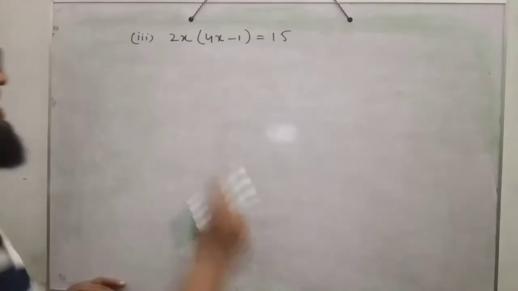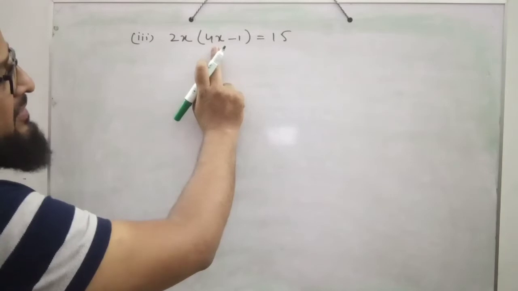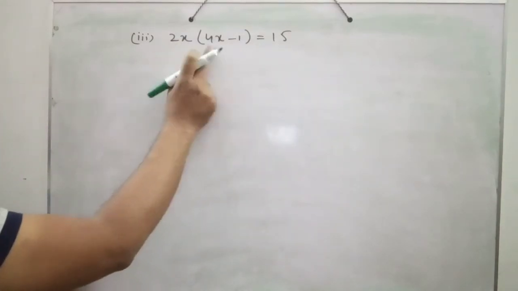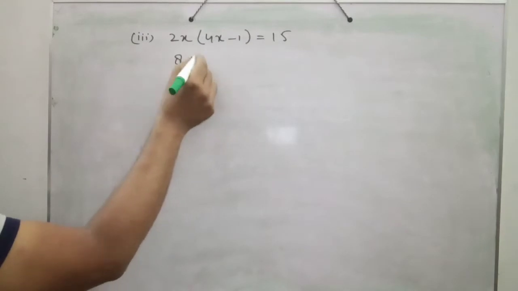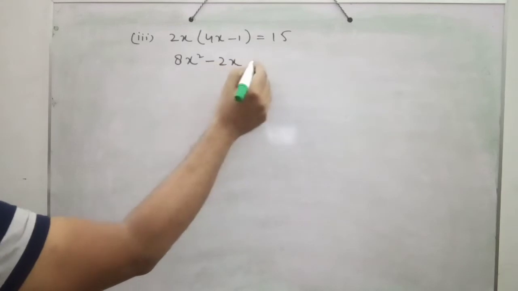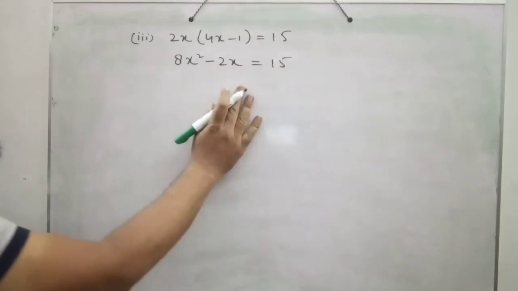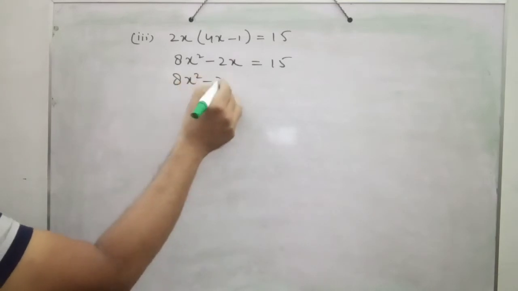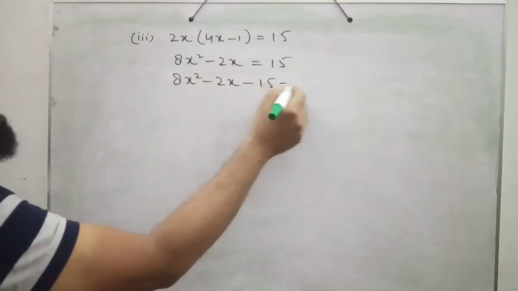Alright, now we have another question. Here, 2x multiplied with 4x minus 1 equals 15. So first you multiply them: 2 fours are 8x squared, and then 2x multiplied with the 1, you have 2x only, and then equals 15. It's not in standard form, you have to convert it to standard. So you have 8x squared minus 2x minus 15 equals 0.